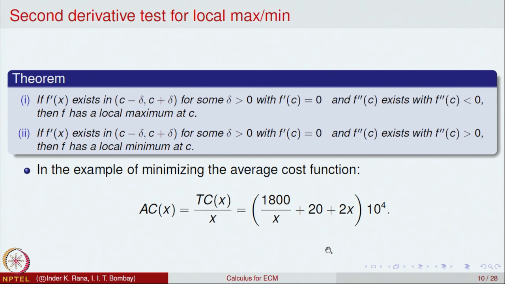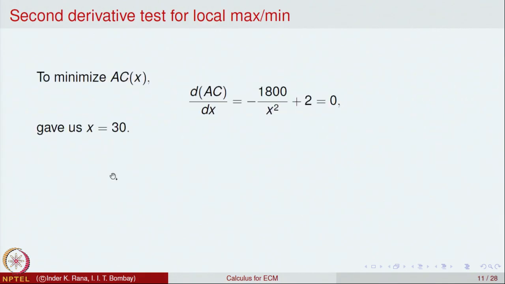The average cost function in that example came out to be equal to this. To analyze whether it is minimizing or maximizing the average cost, we looked at the derivative of this, and we found that the derivative equal to 0 gives us the value x equal to 30. So, at x equal to 30, there is the possibility of a local maximum or minimum. Now, to analyze this we can analyze the property of the first derivative itself. That is what we did in the previous example to analyze whether x equal to 30 is a point of local maxima or minima.